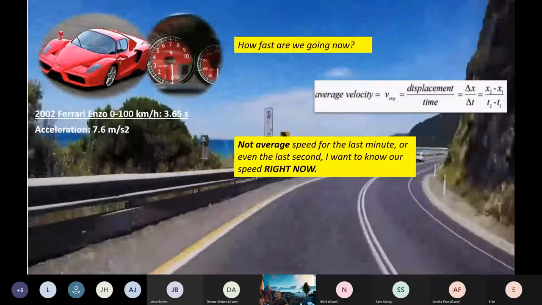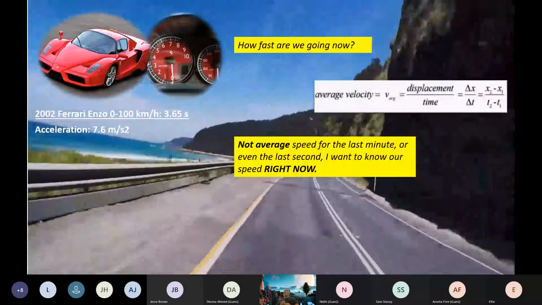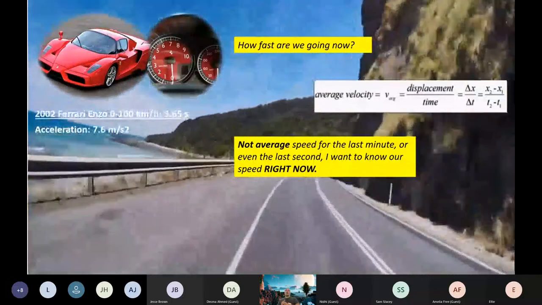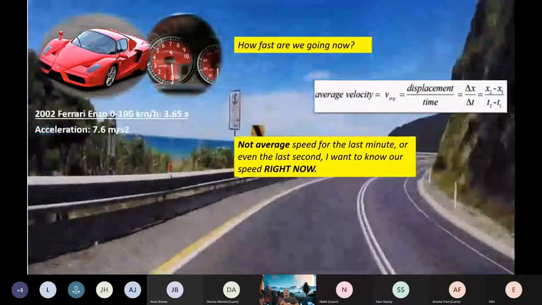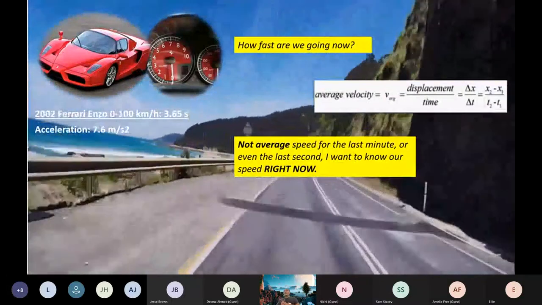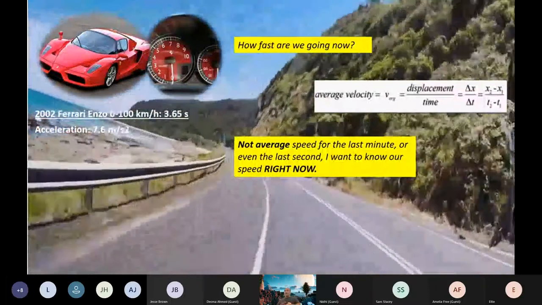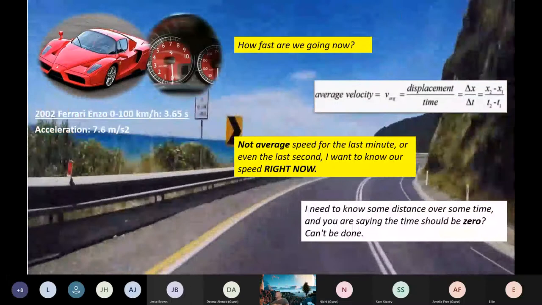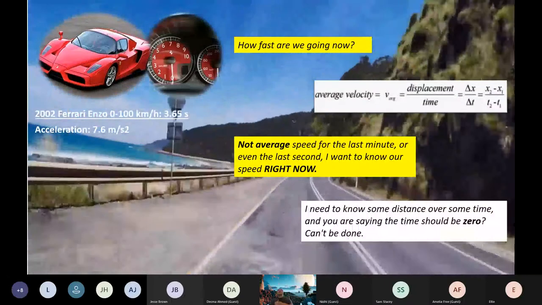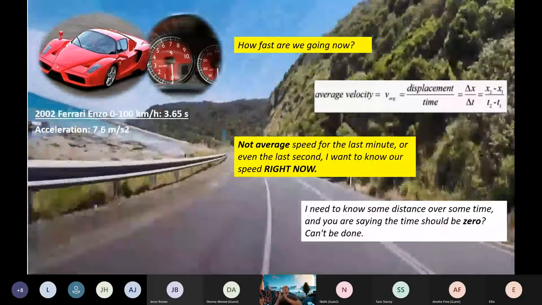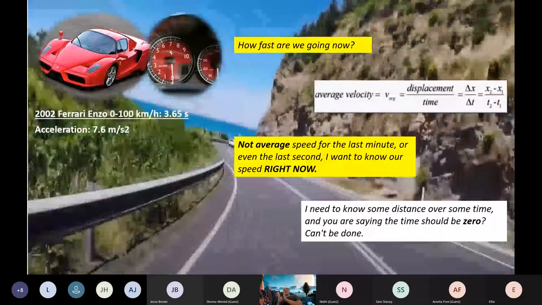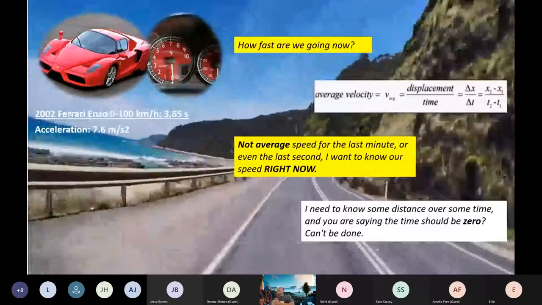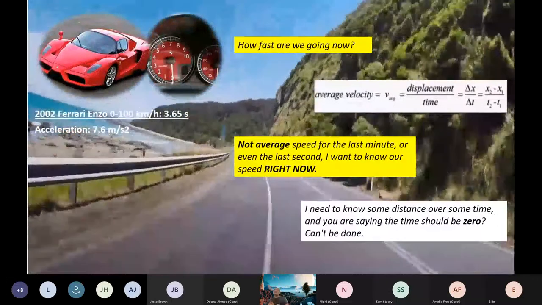But I'm not interested in the average speed. I want to know the speed right now. How fast are we going now? I don't care about the average speed over the last minute or seconds or whatever. I just want to know the speed right now. I can't tell you. We need some time period to calculate the distance and divide it by the time period to get the average speed. If you ask me the speed right now, I don't know. The time is zero. I can't tell you.